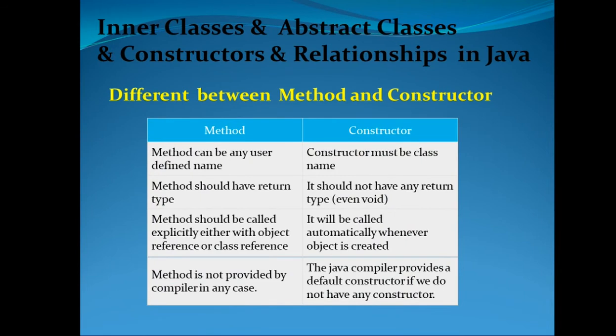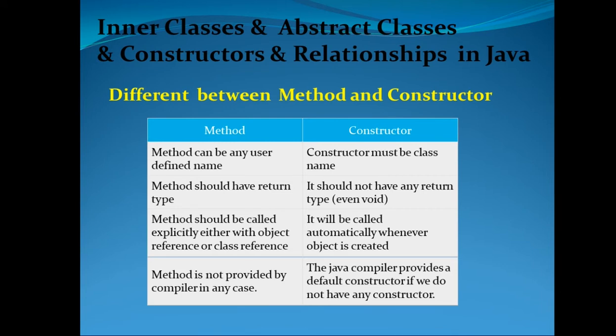After that, the difference between method and constructor. A very important question from the interview point of view. So let's discuss. A method can have any user-defined name. A constructor must have the class name. A method should have a return type. A constructor should not have any return type, not even void.